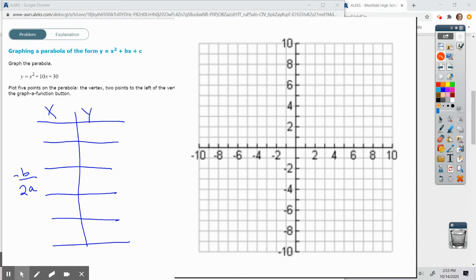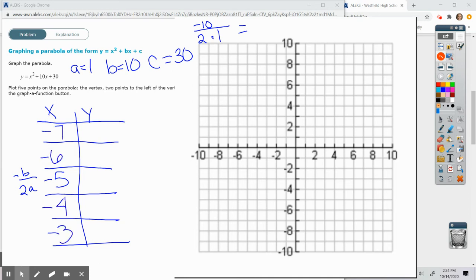So if we look up here at this problem, a equals 1, b equals 10, c equals 30. So if we do -b over 2a, I'm going to do -10 over 2 times 1. What will that get me? We should have -5, right? -10 divided by 2 is -5. We are then going to count up and down. So -5, -6, -7, -4, -3.